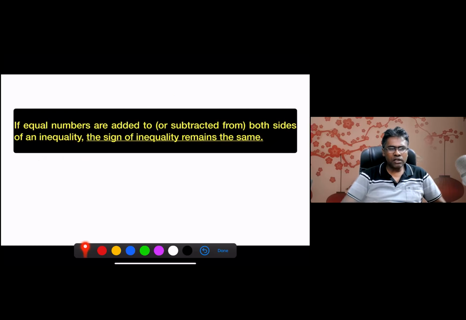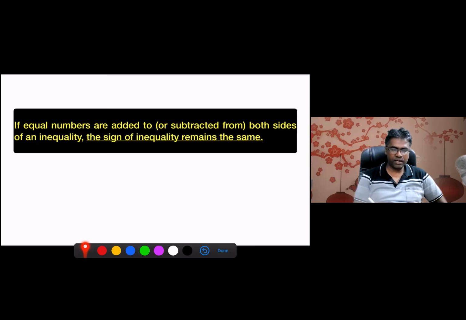Now, I'm hoping you know these as well. Some rules for handling inequalities. If equal numbers are added to both sides of the inequality, the sign of inequality remains the same. And if you subtract from both sides also, the sign of inequality remains the same.